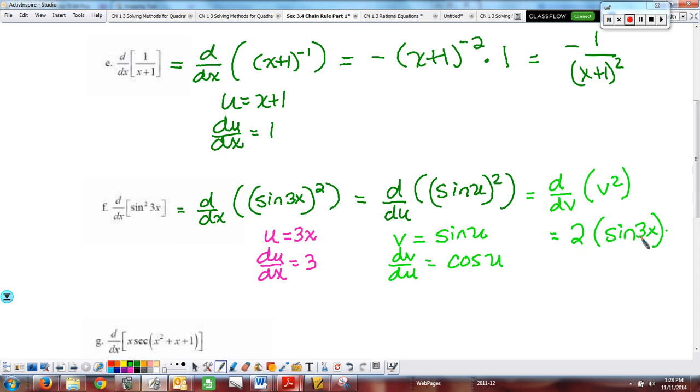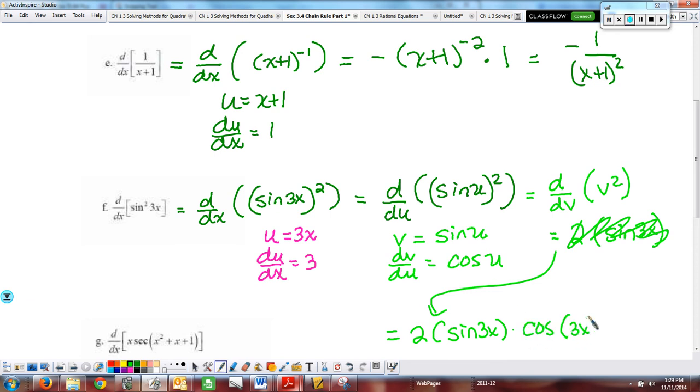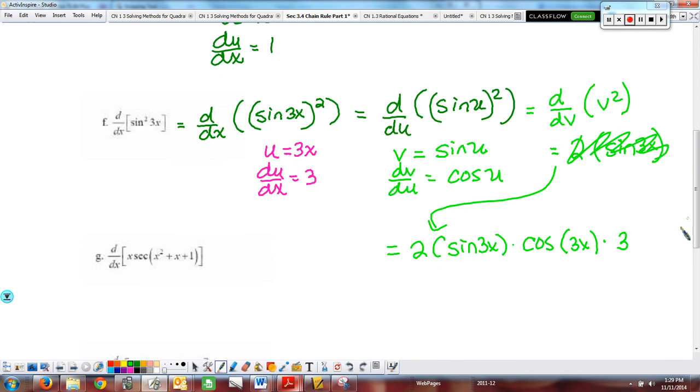This is the derivative of this with respect to v. Now I need to do dv with respect to u, so I have to multiply by... let's move this whole thing down here. I need more room. 2 sine of 3x times my dv/du, cosine of u, times du/dx, which is 3.